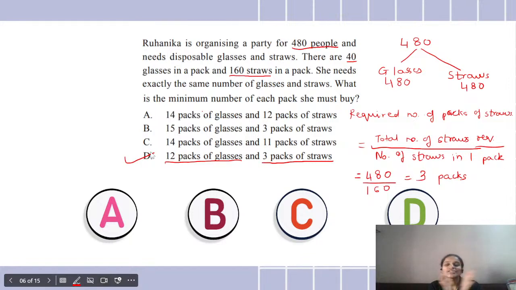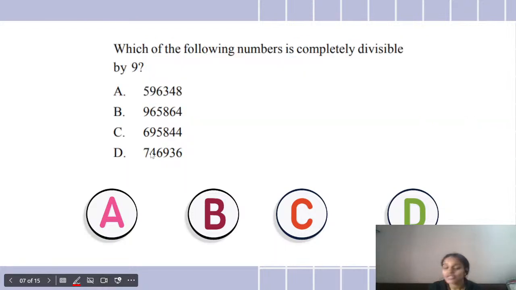So very good, my children. Well done. Whoever's given the answer D. It was a bit complex question, but you all have done a fabulous job and given the correct answer. So good job. Keep up the good job and keep going like this. Okay. So let's move on to the next question, which reads like this. Which of the following numbers is completely divisible by 9? Oh my God. This is very, very easy.